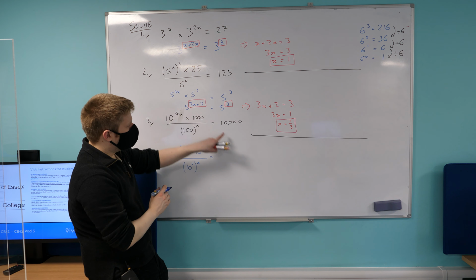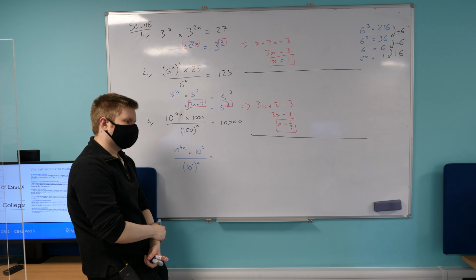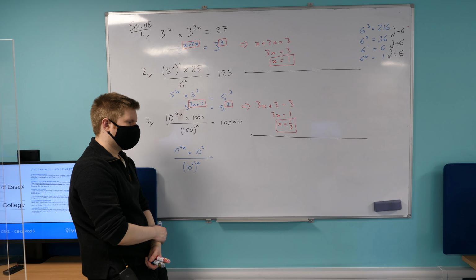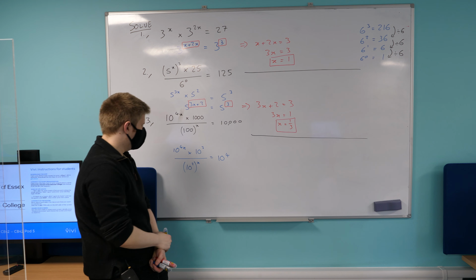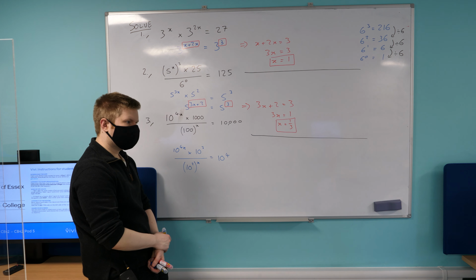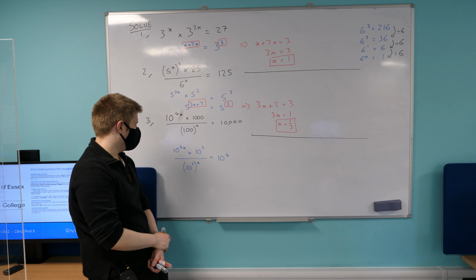Could you do anything with the right-hand side? Could you do anything with the 10,000? 10 to the power 4. Well done. 10 to the power of 4. Good. Okay, let's try and see what we've got here then.